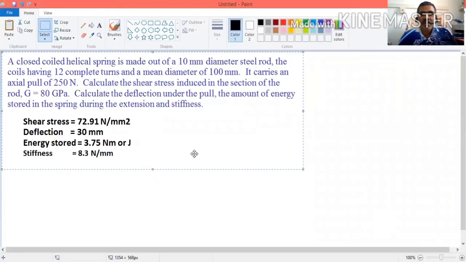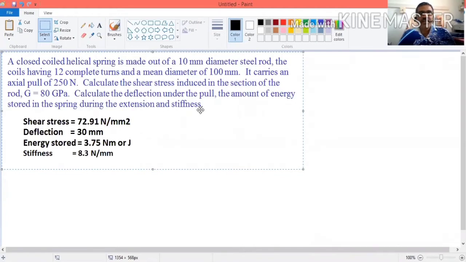Right? So, problem on springs. A closed coil helical spring is made out of a 10 millimeter diameter steel rod. The coils having 12 complete turns and a mean diameter of 100 millimeter. It carries an axial pull of 250 Newton. Calculate the shear stress induced in the section of the rod. Modulus of rigidity G is equal to 80 gigapascal. Calculate the deflection under the pull, amount of energy stored in the spring during the extension, and stiffness.